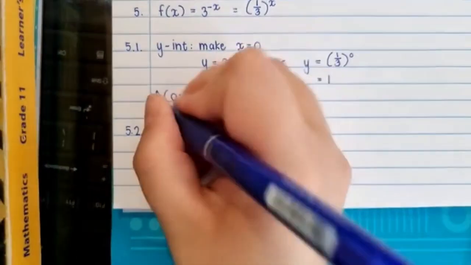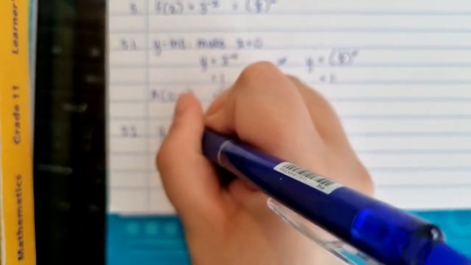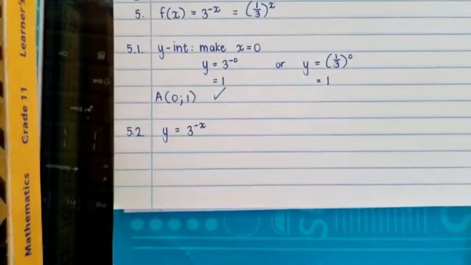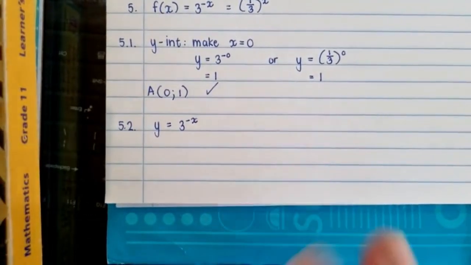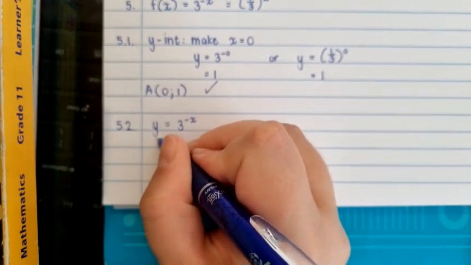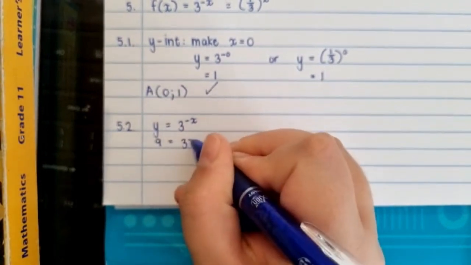5.2. If you have your equation, I'm just going to write it again. It was y equals 3 to the negative x. Now for point B, we know that our y value is 9. So you're going to say 9 is equal to 3 to the negative x.